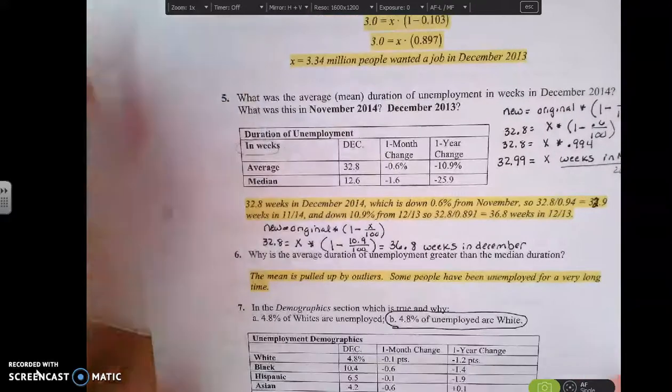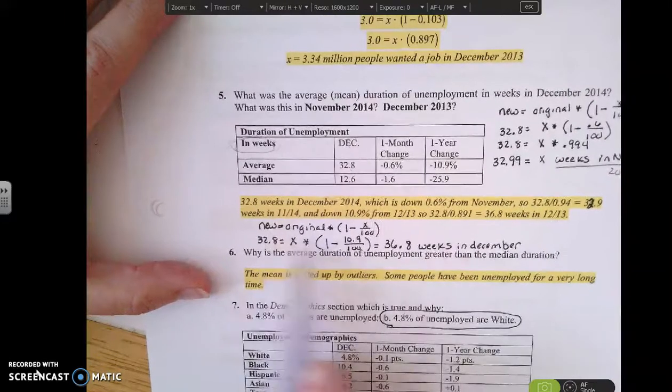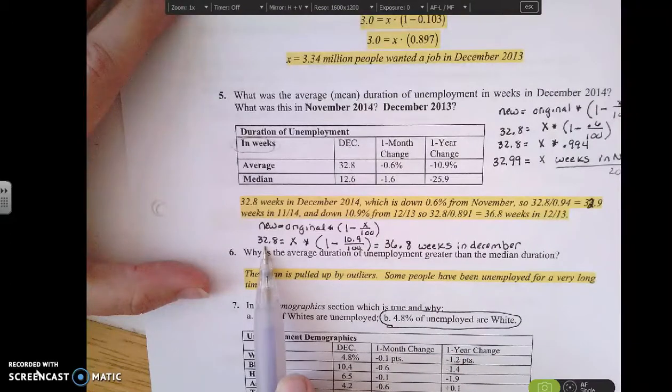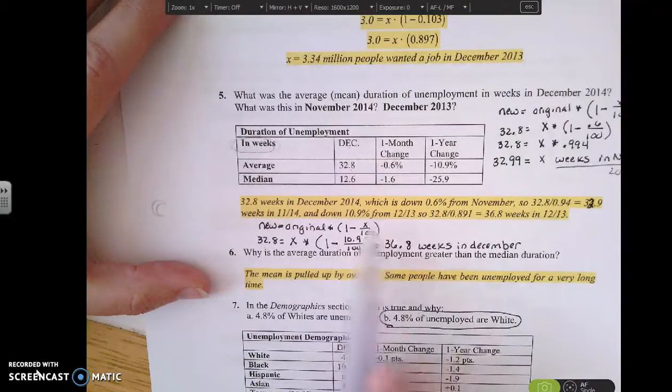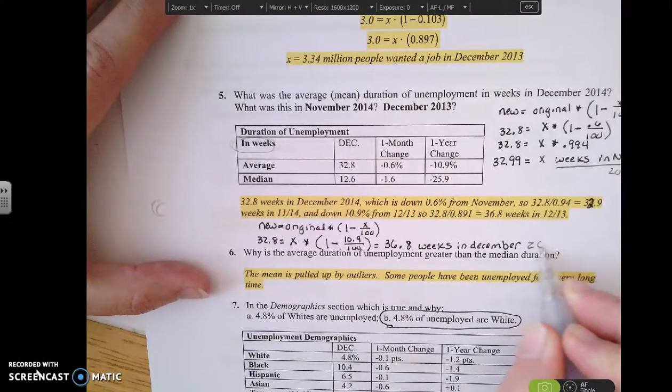Okay, and here's December 2013, which is the 1 year, so it's new, original, X over 100. The new is 32.8. X times 1 minus 10.9 over 100. So it's 36.8 weeks in December of 2013.